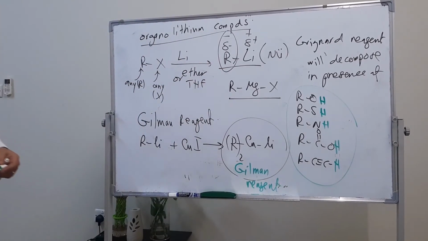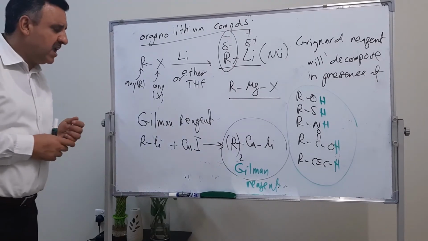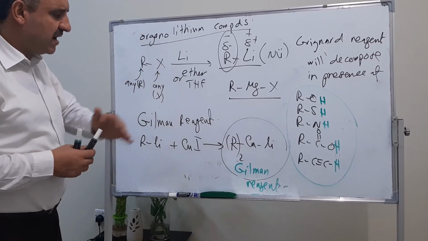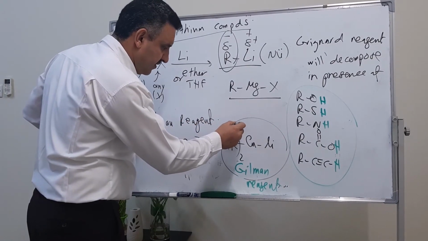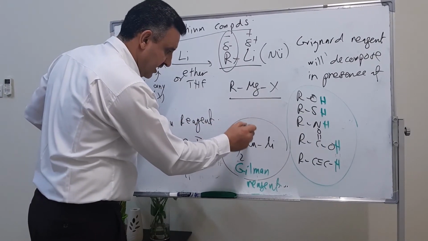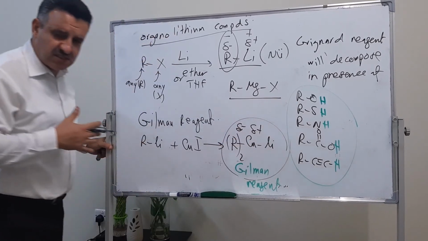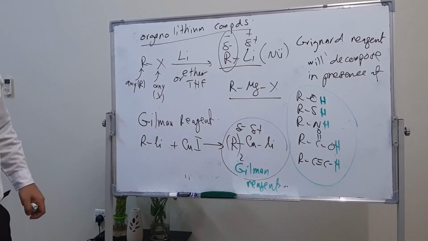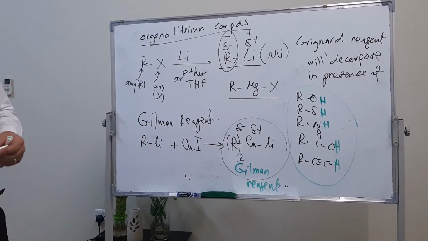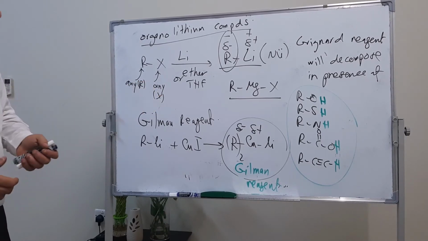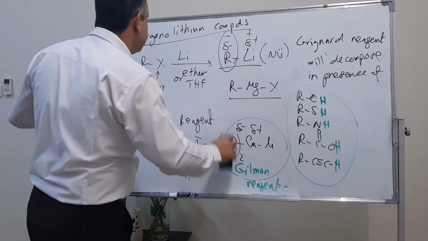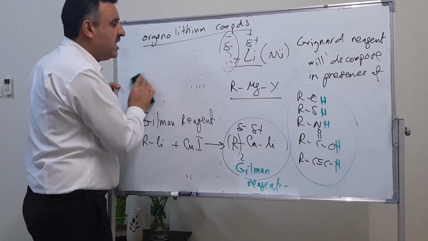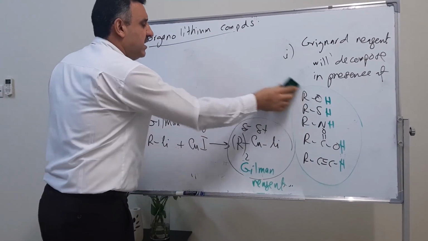You follow me? Now again, similarly, for any organometallic compound, the polarization of the bond will be partial negative, partial positive. That goes without saying. Do you follow me? But why do we need it? Why do we need this Gilman reagent? Because the Gilman reagent has the ability to react with any alkyl halide.